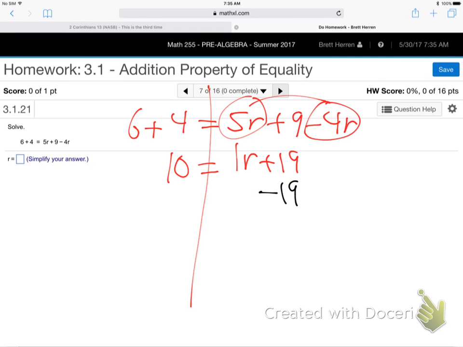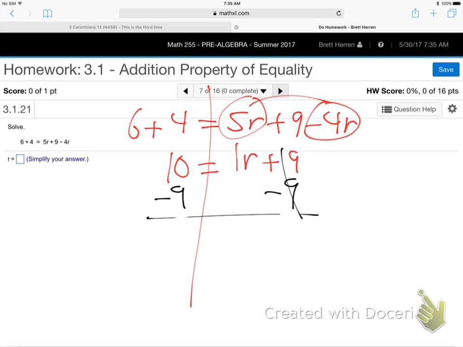Yeah, subtract 19. Yeah, because that'll get rid of it here. And whatever you do to one side. 9, not 19. I'm being crazy today. This is bad. I am getting old. Is that what it is? Or am I just getting old? Okay, minus 9 from both sides. There we go.